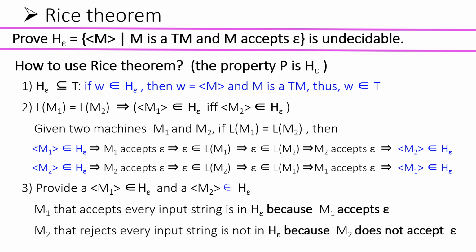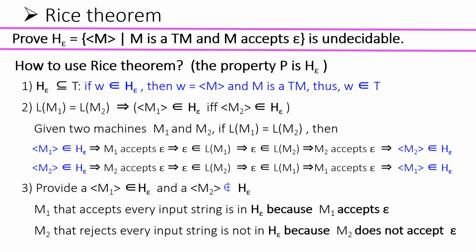In the second case, M1 is not in H epsilon. This means M1 does not accept epsilon, either by rejecting it or by looping on it. So epsilon is not in LM1. Since LM1 equals LM2, epsilon is not in LM2 either. Thus, M2 does not accept epsilon, and M2 is not in H epsilon as a result. Good. The second requirement, check.